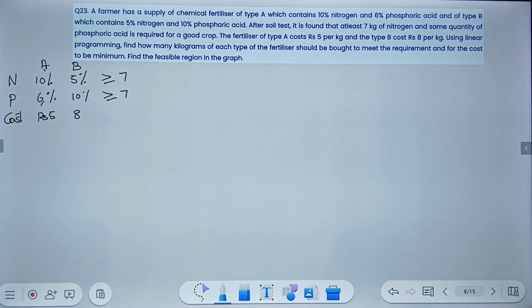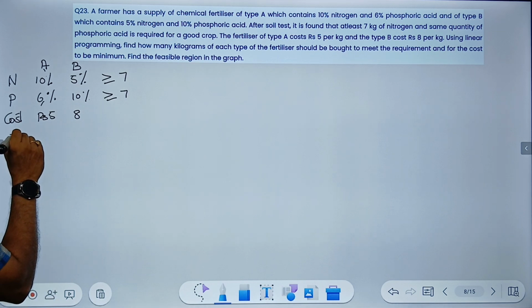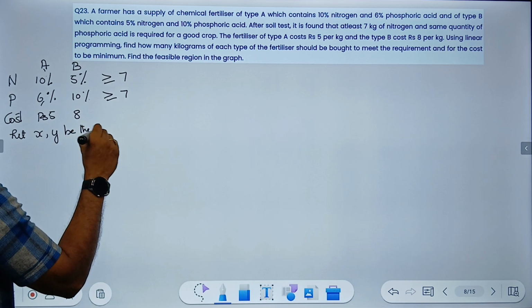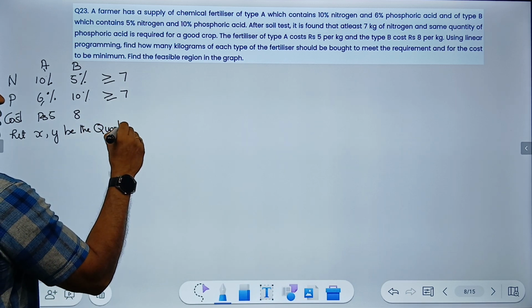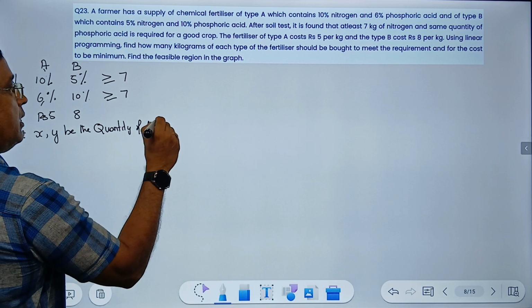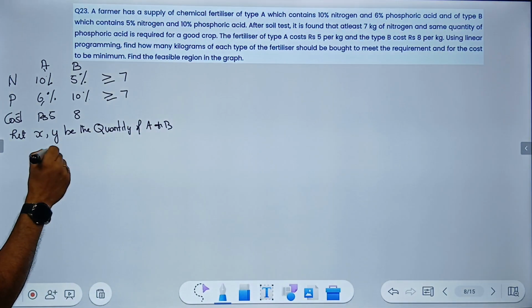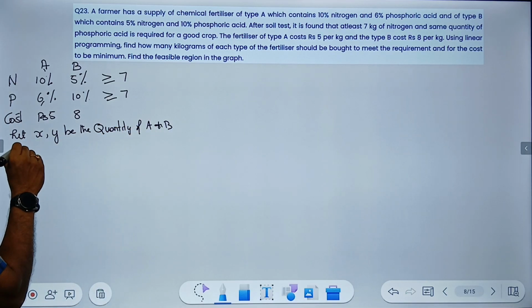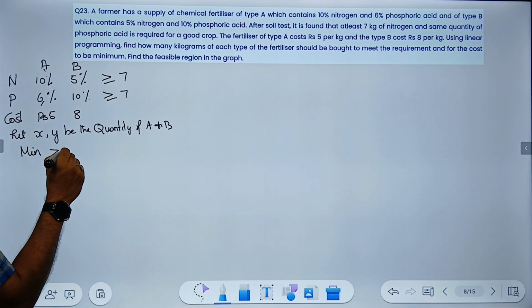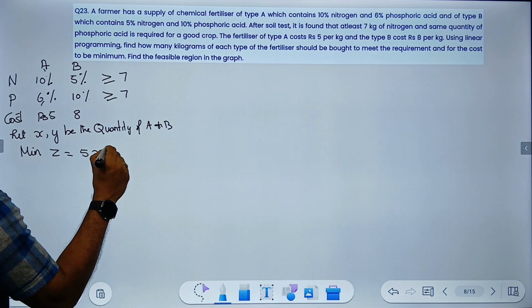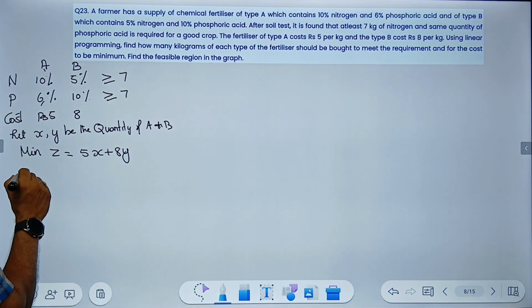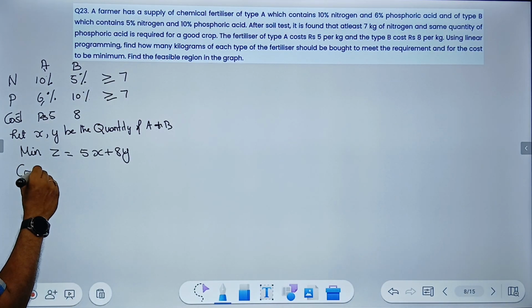Okay. Now how do I formulate an LPP? Let x comma y be the quantity of A and B. Okay. And now what do we do? Minimize z equal to 5x plus 8y. Minimize z equal to 5x plus 8y. Subject to what? Subject to constraints. What are the constraints?